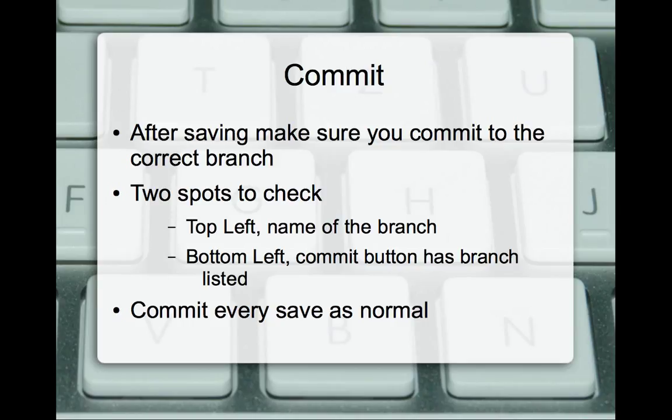There are two spots we have to check. It's the top left, which has the name of the branch on the branch indicator. And on the commit button itself, it'll either say commit to master, like we've been doing all year, which is not what we're looking for. In this case, we're looking for commit to the branch. And again, you commit every save. Always commit. Save often, commit often.